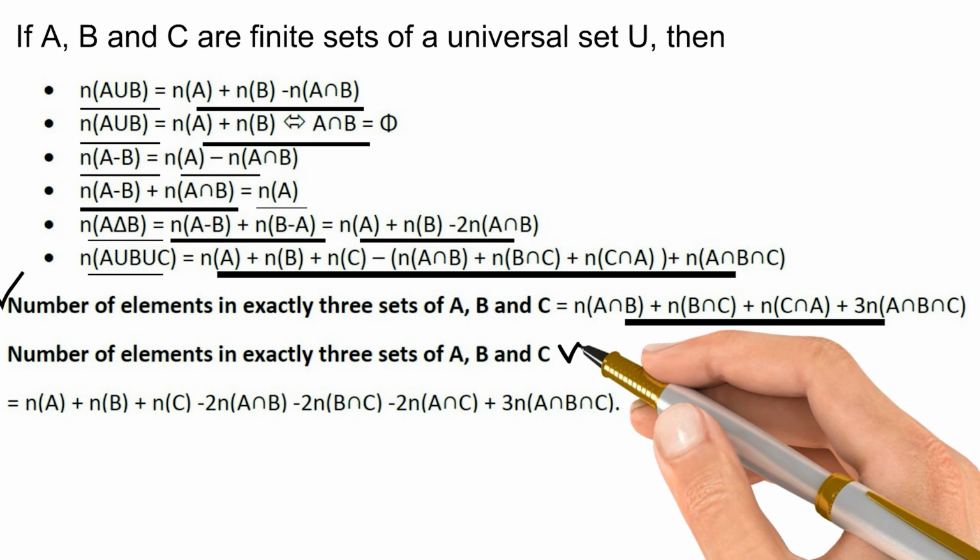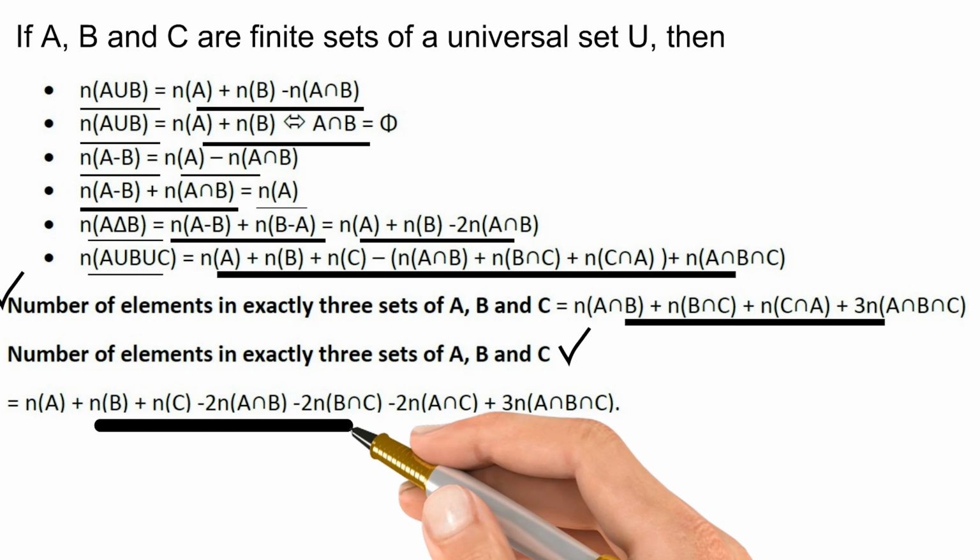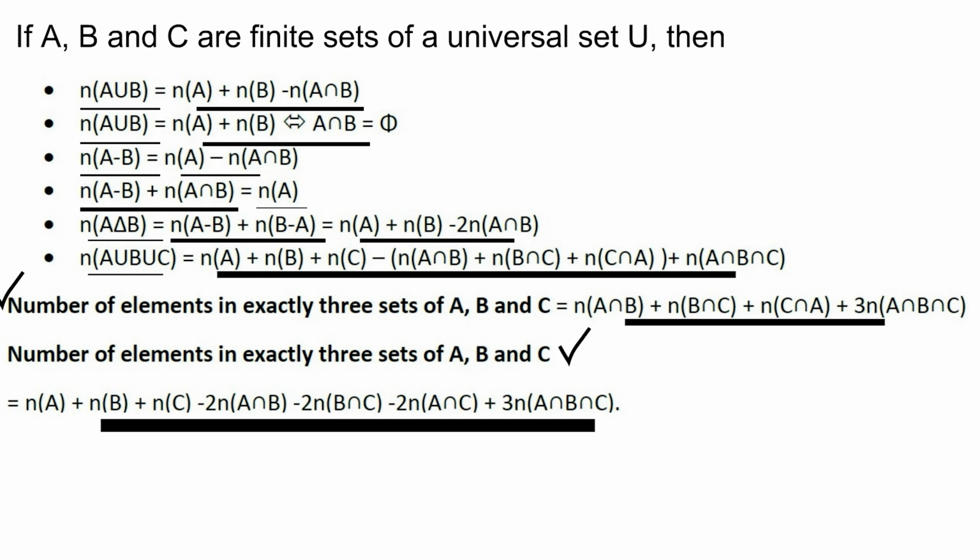The number of elements in exactly 1 set of A, B and C equals the number of elements in A plus the number of elements in B plus the number of elements in C, minus 2 times the number of elements in A intersection B, minus 2 times the number of elements in B intersection C, minus 2 times the number of elements in A intersection C, plus 3 times the number of elements in A intersection B intersection C.